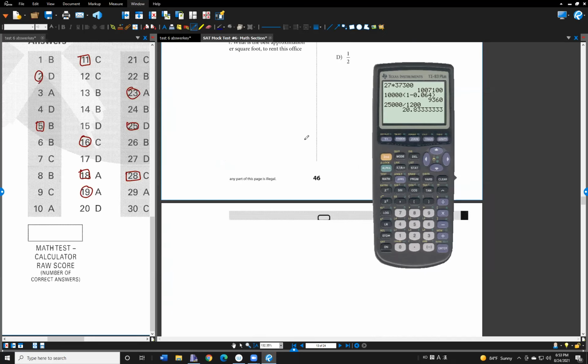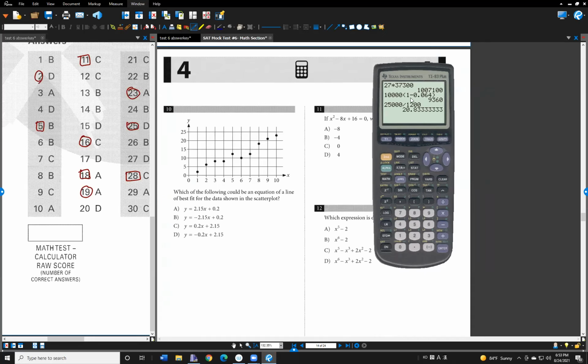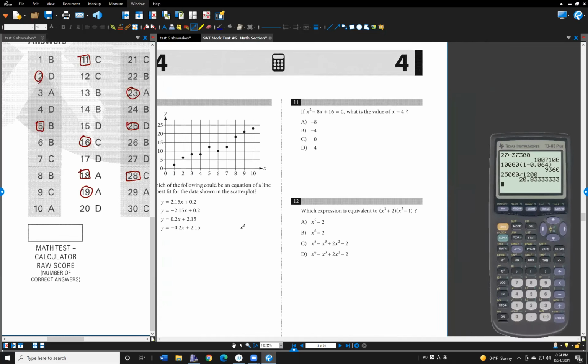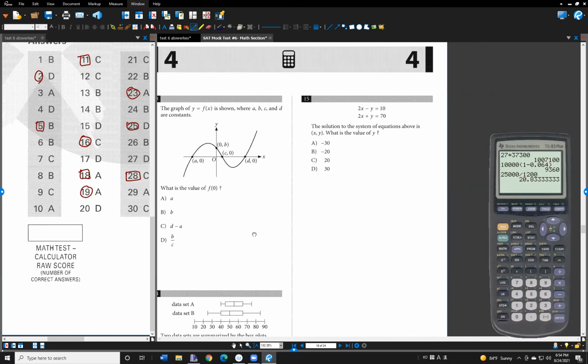All right, the next one, number 11. You know how to factor this one, okay? x minus 4 and another x minus 4 is (x minus 4) squared equals 0. What is the value of this one? This is 0, right? 0 squared is 0. Okay, 0 is the answer. Number 16.